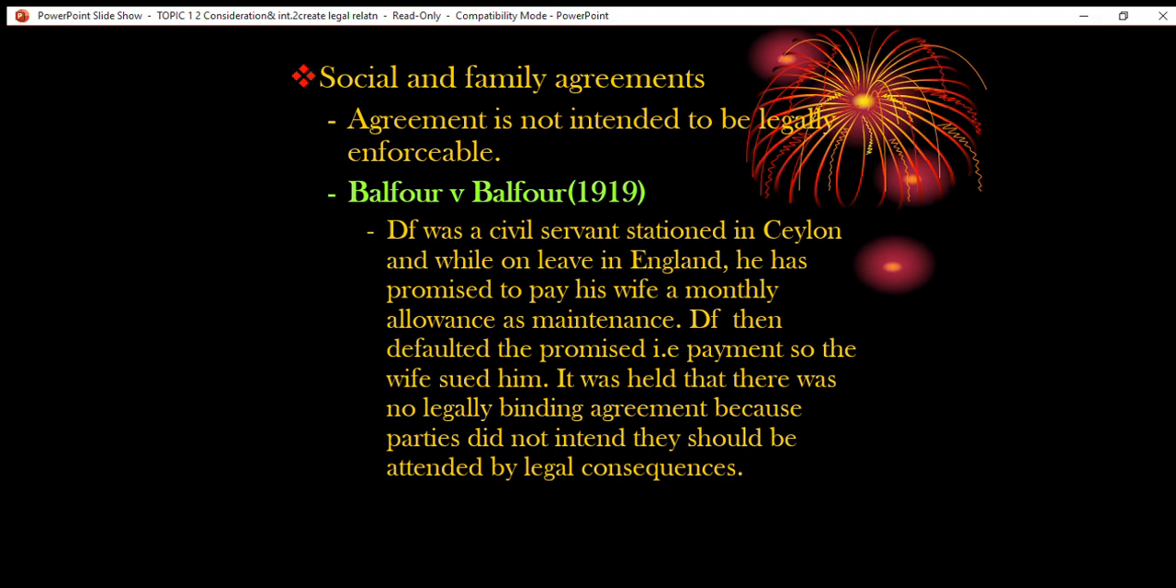Next presumption is under social and family agreements, also known as domestic agreements. This is where an agreement is presumed not intended to be legally enforceable. For example, a family agreement, an agreement between husband and wife, or between sister and brother.